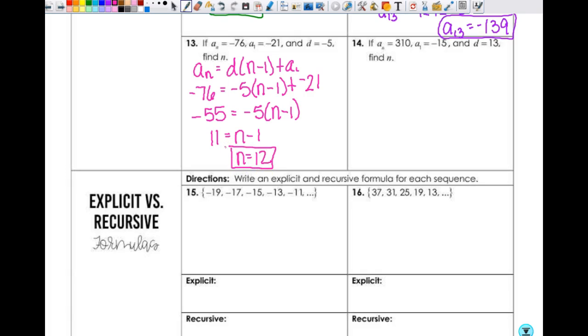That process can come in handy sometimes when it's yucky to distribute, and it just makes things nicer. You'll get the exact same answer if you had distributed up here and made it all into one thing. It doesn't matter either way, okay? All right, now you do 14.